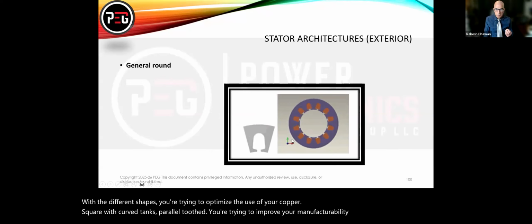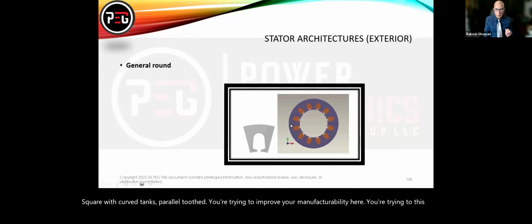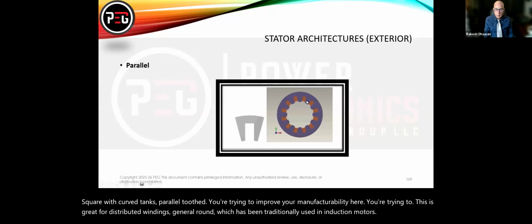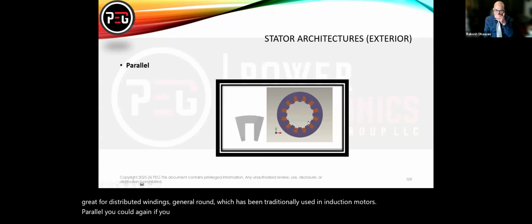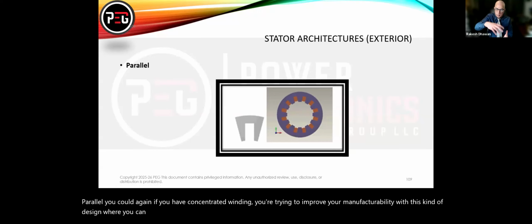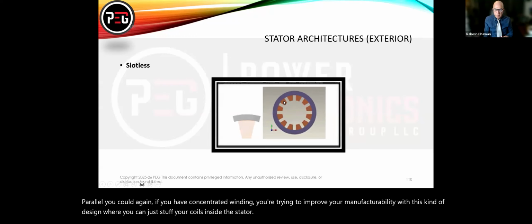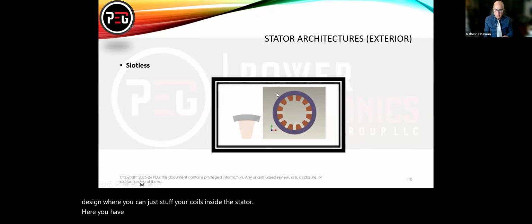Here, this is great for distributed windings, general round, which has been traditionally used in induction motors. Parallel, again, if you have concentrated winding, you're trying to improve your manufacturability with this kind of design where you can just stuff your coils inside the stator. Here you have really no teeth at all.